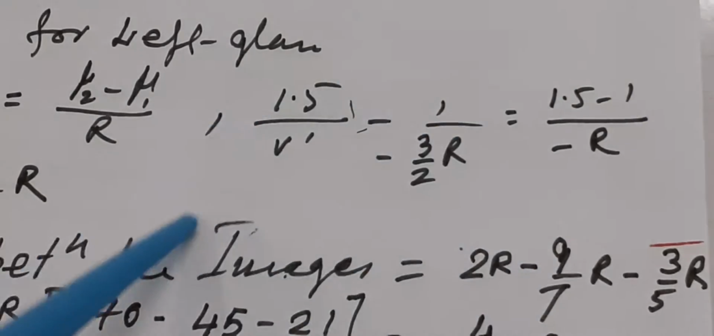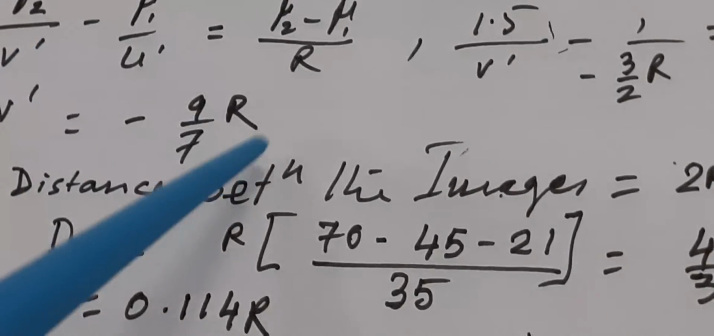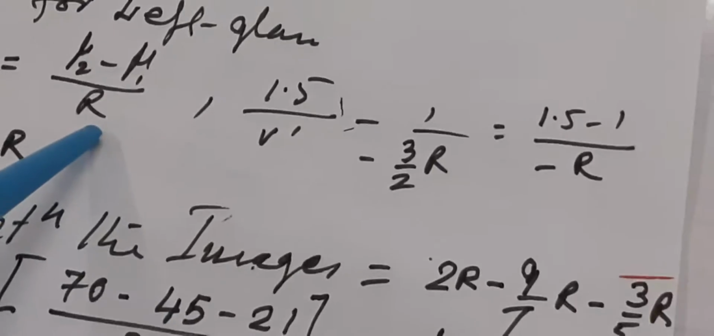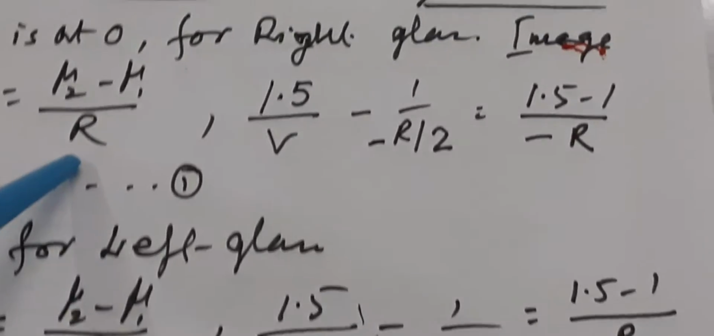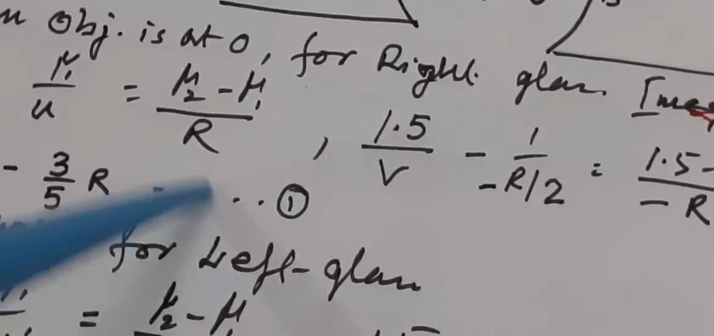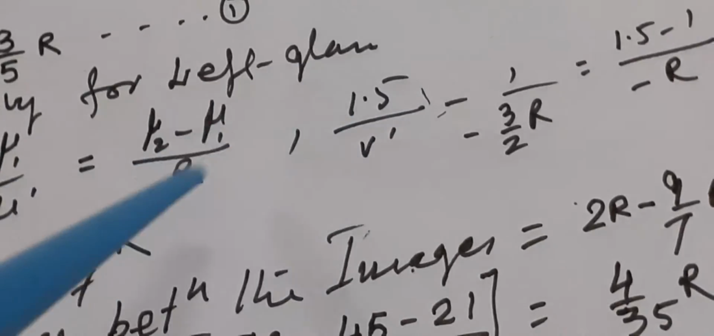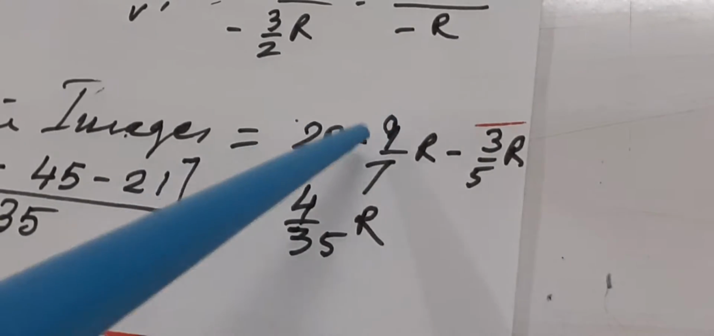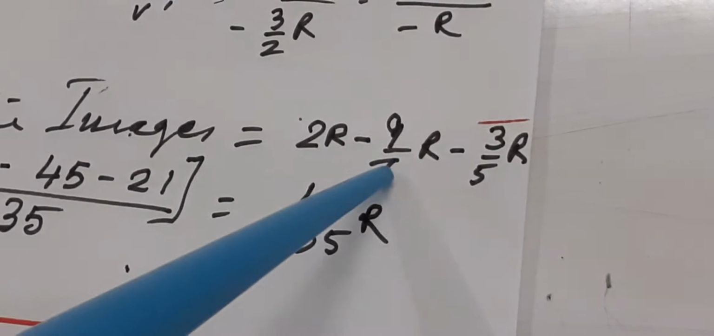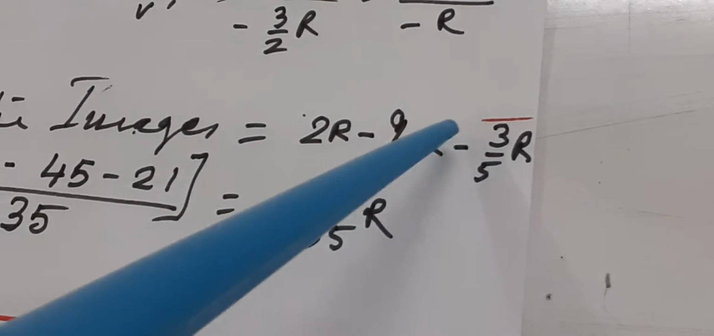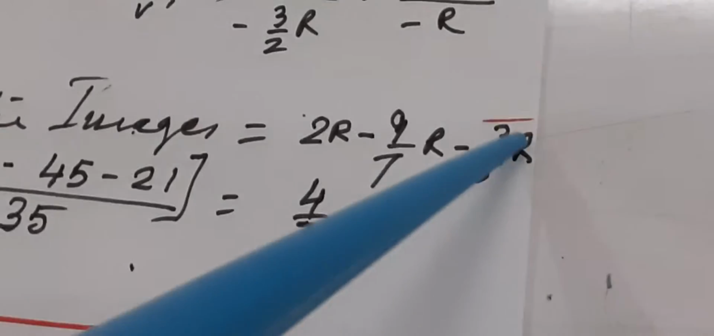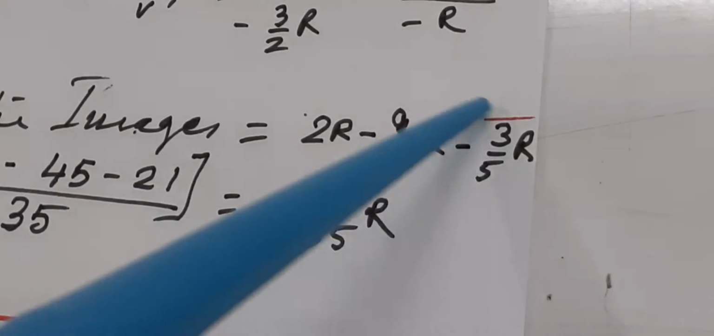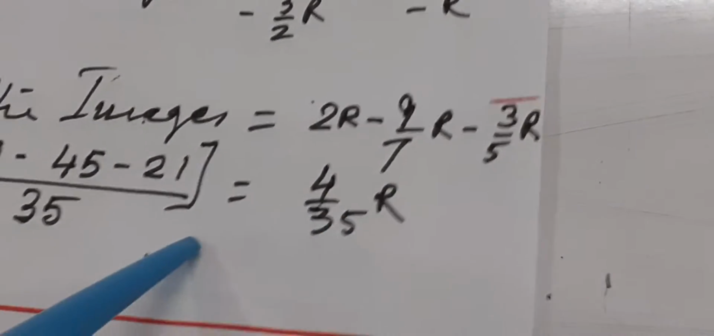Now solving here we will get minus 9 by 7R, and the distance between the two glasses is twice R, as it is shown here, that this is 2R. From A to B it is 2R. That means we can find 2R minus the left hand side glass image formed, minus 9 by 7R, and the right hand side glass image will form minus 3 by 5R. Simplifying these, we will get 4 by 35R.